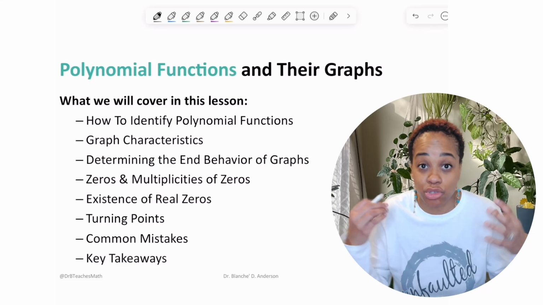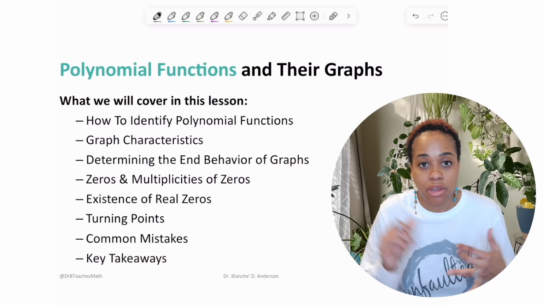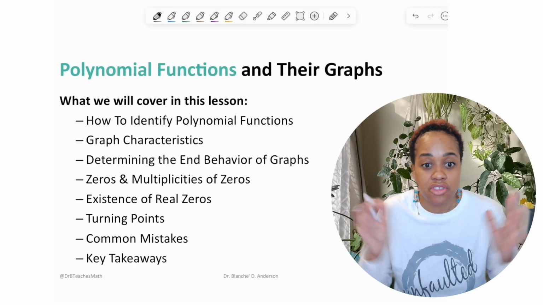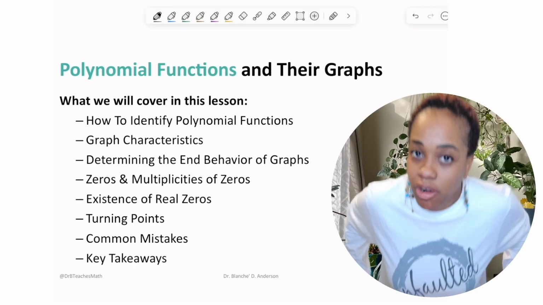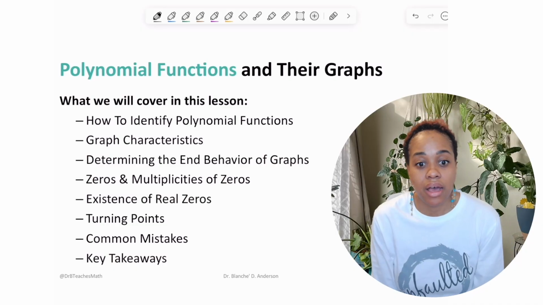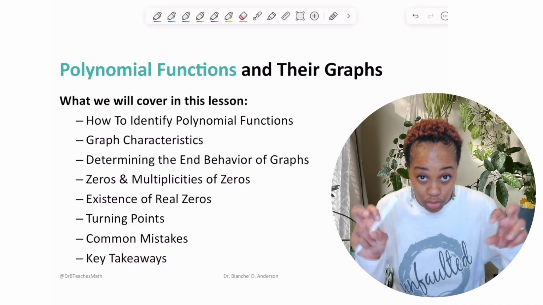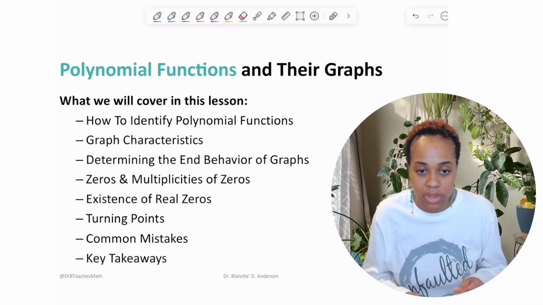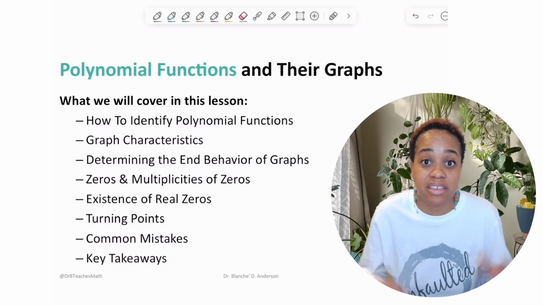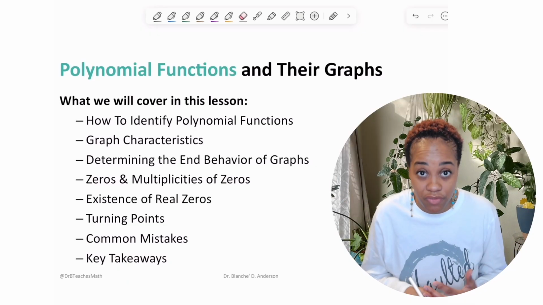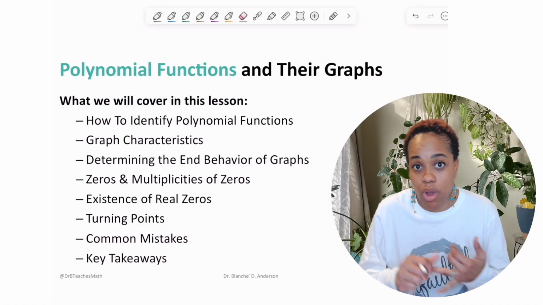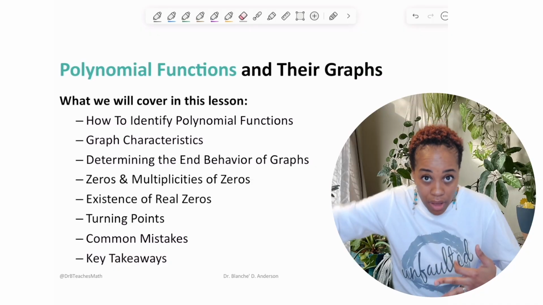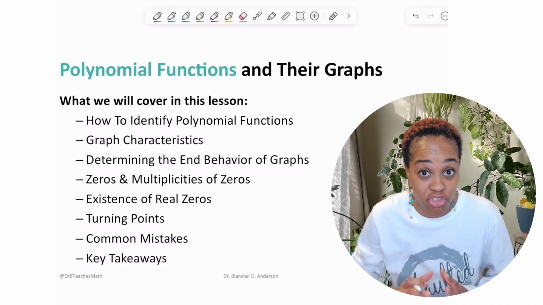We're going to talk about how to identify a polynomial function, graph characteristics, the end behaviors of the graphs, zeros, multiplicities of zeros. Y'all are probably like, what does that even mean? The existence of real zeros, turning points, and of course, common mistakes and key takeaways. Basically, we're going to talk about how to graph a polynomial function, whether it's a linear function, a quadratic function, a cubic function, and then any polynomial function above that. That's essentially what we're going to do.